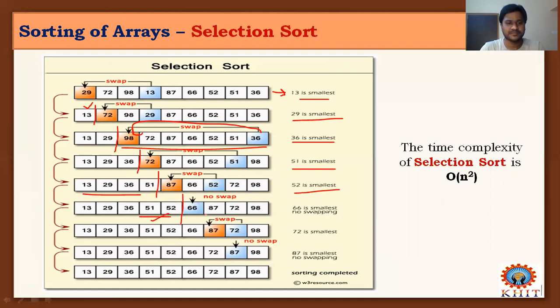Sorted array. And among these which one is the smallest, 66 is the smallest, but no swapping. 66 is already in the correct position, and no need to apply a swap here. Then again, among this 72 is smaller, no swapping, then 87 is the smallest, then apply. So the sorting is completed, and all the elements are sorted in ascending order.